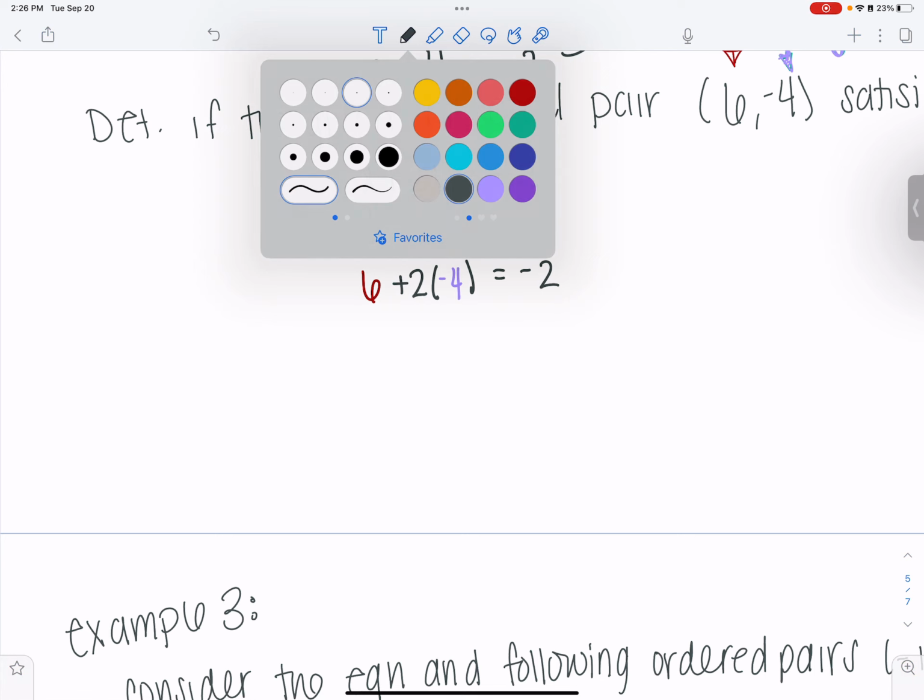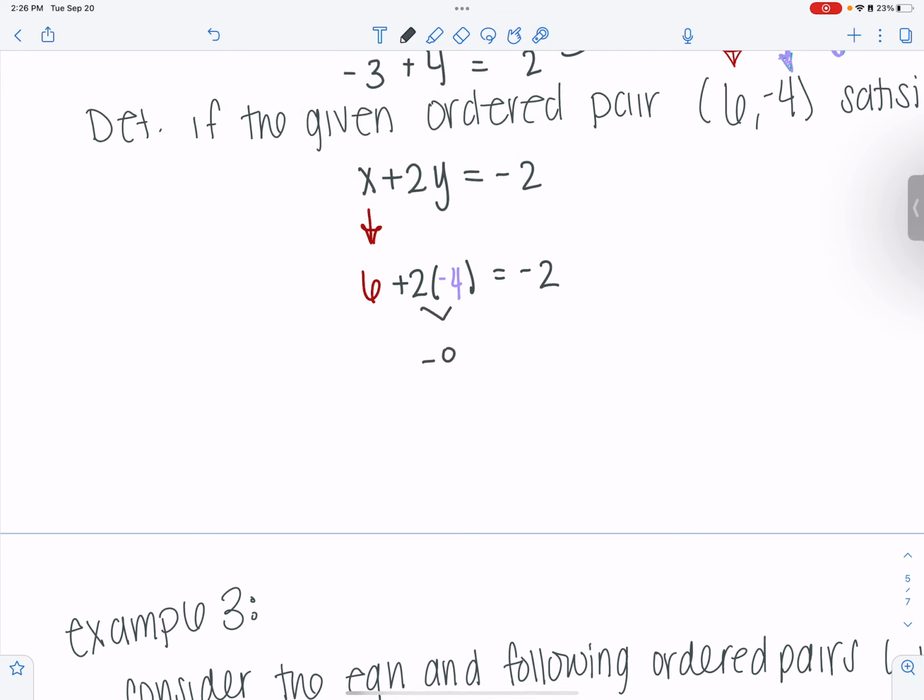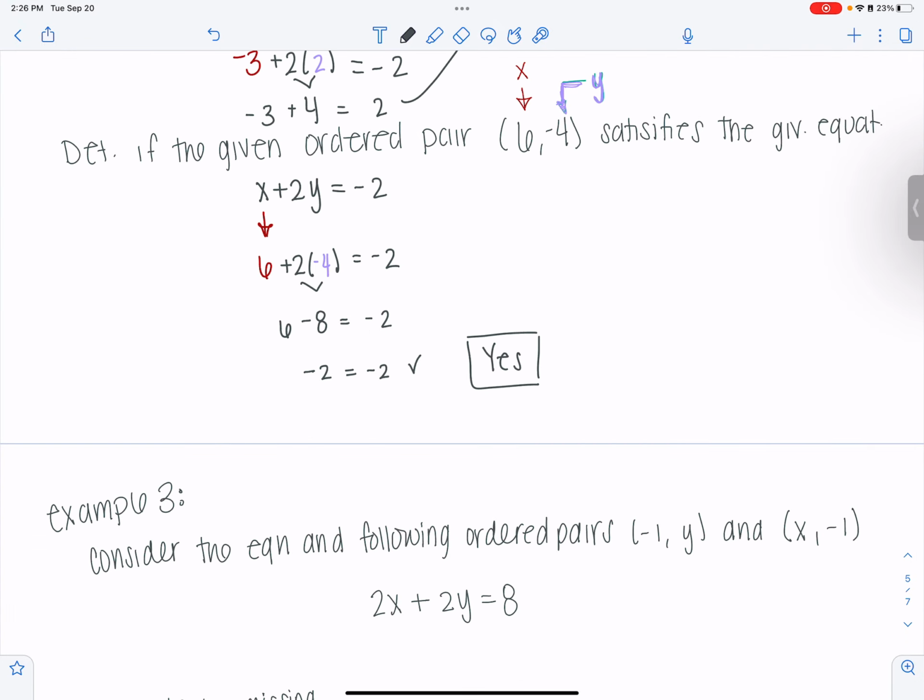So order of operations, do that multiplication first. It's going to give me -8. 6 minus -8, or 6 plus -8, is going to be -2. And -2 does equal -2. And so, yes, the point (6, -4) does satisfy the equation.